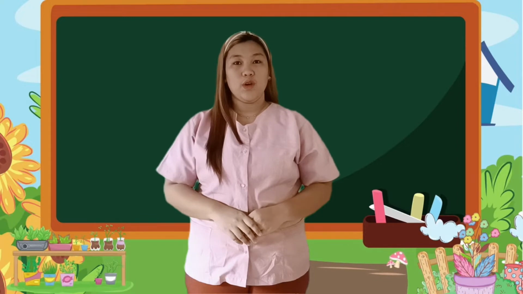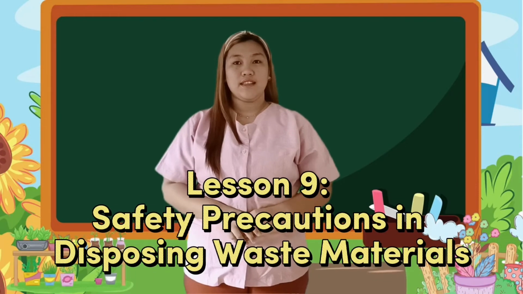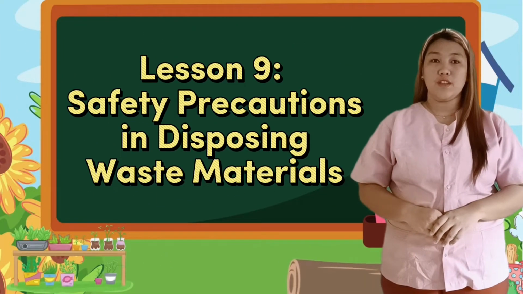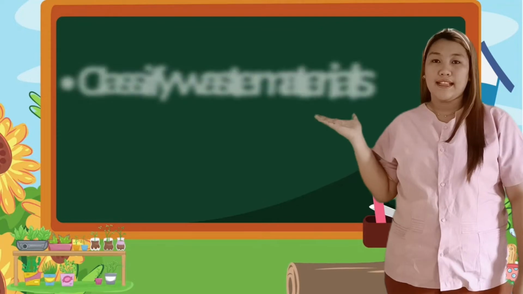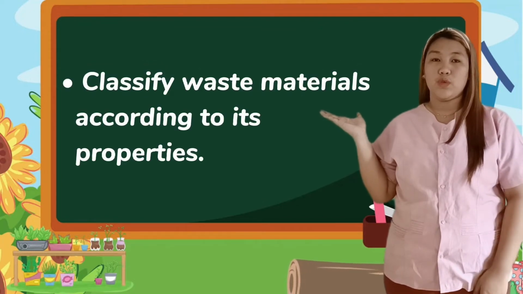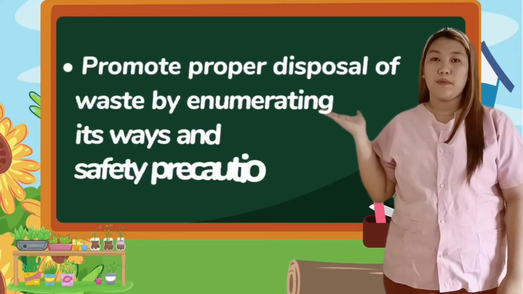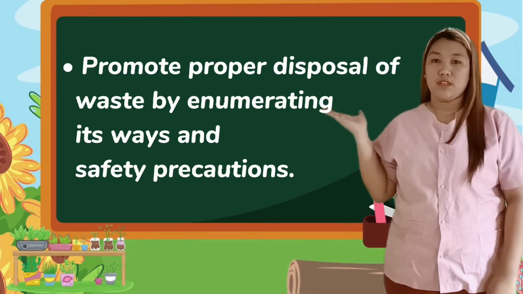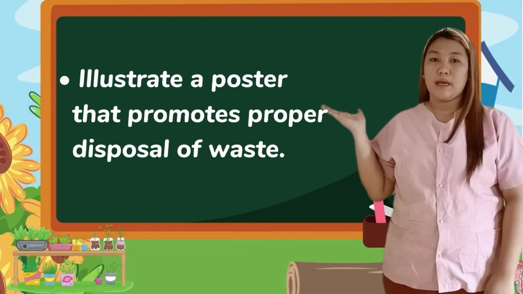For today's lesson, we will talk about Lesson 9, Safety Precautions in Disposing Waste Materials. For our objectives, at the end of the lesson, the pupils are expected to classify waste materials according to its properties, promote proper disposal of waste by enumerating its waste and safety precautions. Third, illustrate a poster that promotes proper disposal of waste.